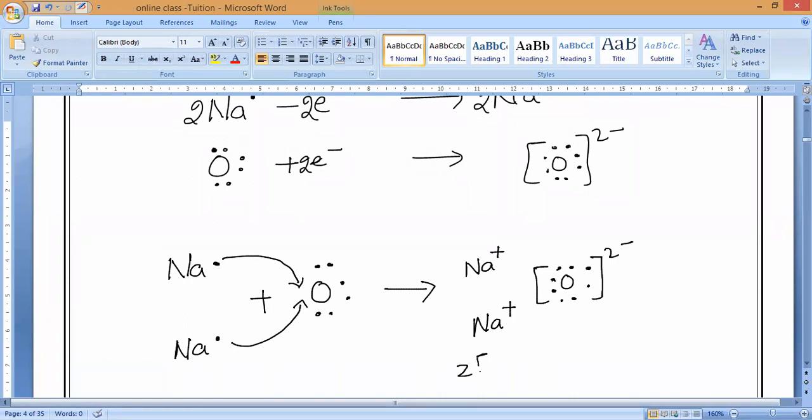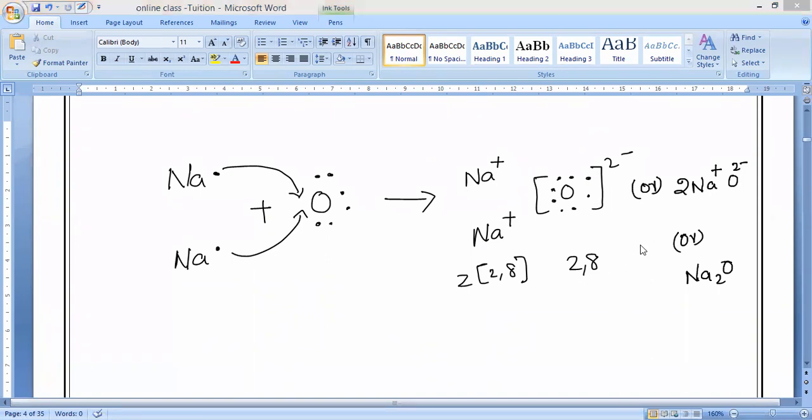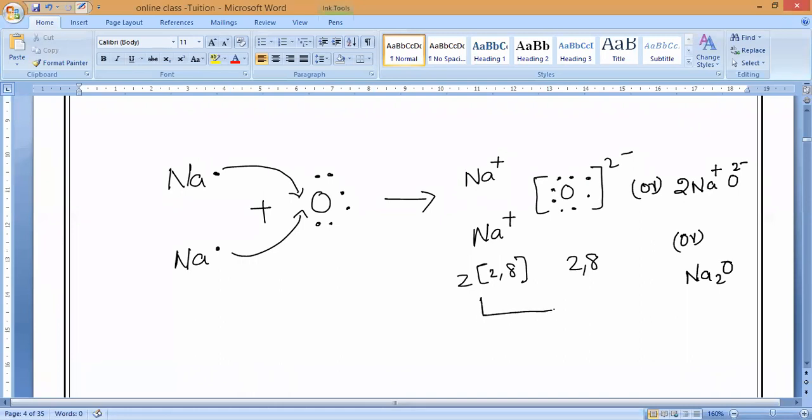What is the electronic configuration? This one is 2, 8. Correct? And this one is 2, 8. Okay? So now I can write the formula: 2 Na plus, O2 minus. What is the formula? Na2O. Understand? That is the formula. What is the nearest electron configuration? Neon. This is called sodium oxide.